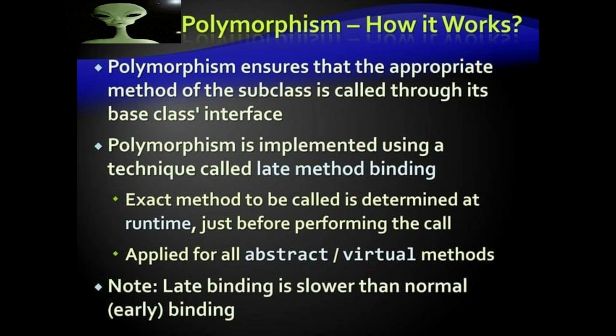So how does polymorphism work? Polymorphism ensures that the appropriate method of the subclass is called through its base class's interface. Polymorphism is implemented using a technique called late method binding. The exact method to be called is determined at runtime, just before performing the call. This is applied for all abstract or virtual methods. A note: late binding is slower than normal binding, also known as early binding.